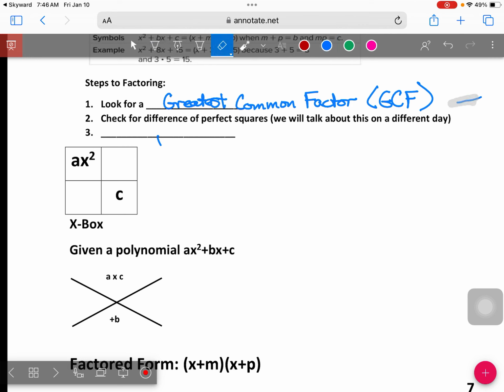Second, you need to check for a difference of perfect squares. And we're going to talk about that in the future because that's a little bit more complicated.